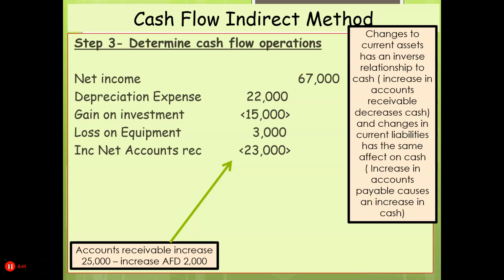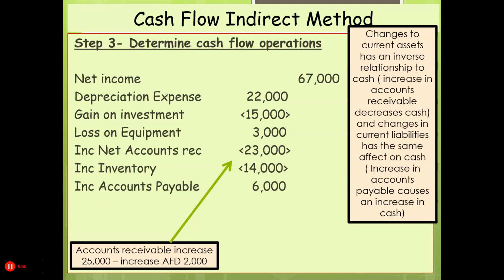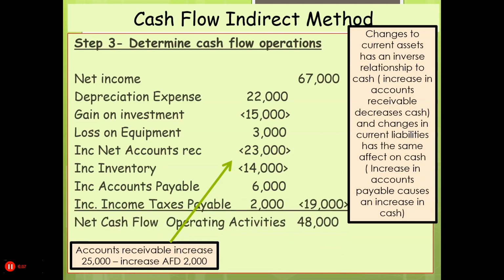Because we have to add that change back in. You have to add this because you've got expenses and income that haven't been paid for. So when accounts payable goes up, you have to allow for that. So we have our inventory, we have our accounts payable, and income taxes payable. So our net cash flow from operating activities is $48,000, and this will be the same whether you use the indirect method, which I'm showing you right now, or the direct method.